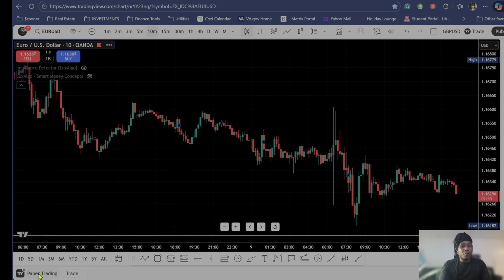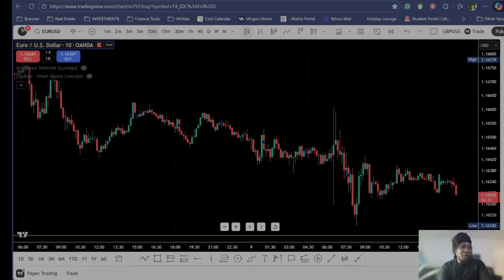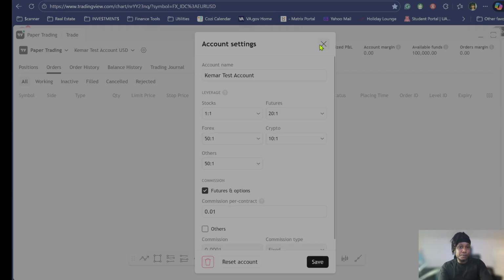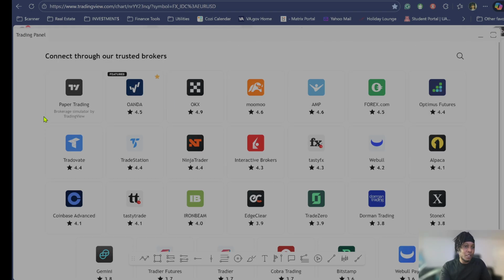You could start down here. I already have it highlighted. This is a broker, but you could close out of this broker and log in with your own broker. But I recommend you guys start with paper trading. You can log out of paper trading, and then you see all these other brokers right here that you could utilize. But I recommend I want to start using paper trading.